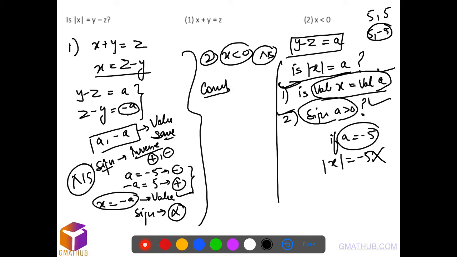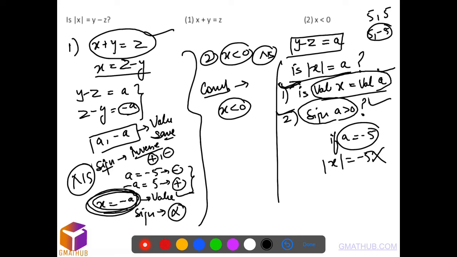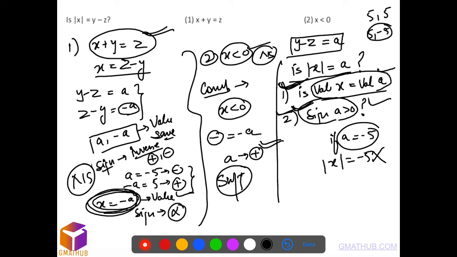Combine the two. So the value question is taken care of by the first statement. Second statement says x is negative. So if x is minus a, so negative is equal to minus a, a should be positive. So the second question, which is sign of a, is taken care of by the second statement. So the combination is sufficient. Value wise they're equal from the first statement, and sign is taken care of by the second.